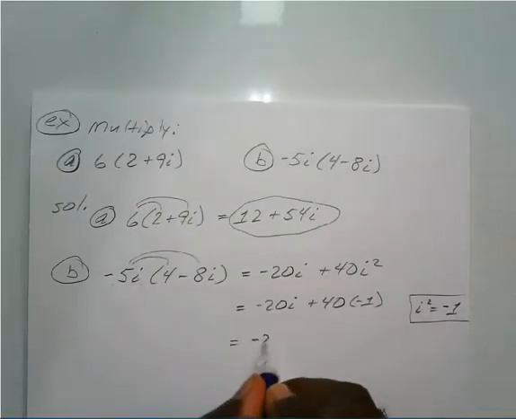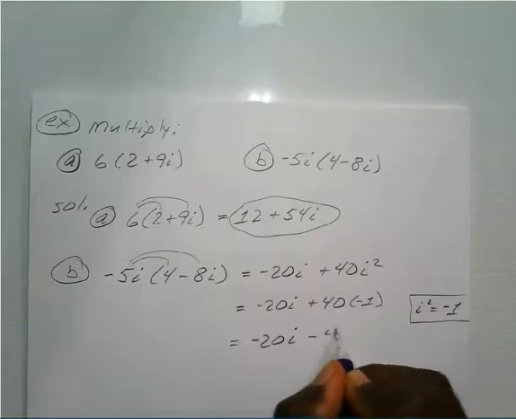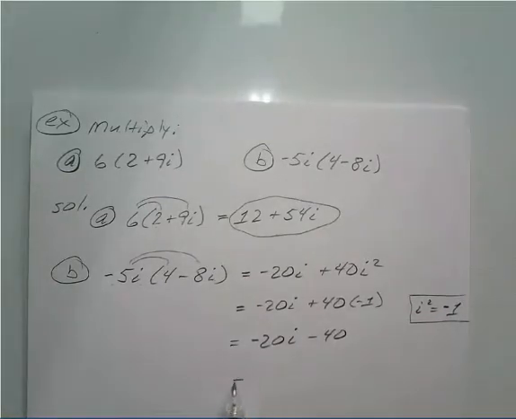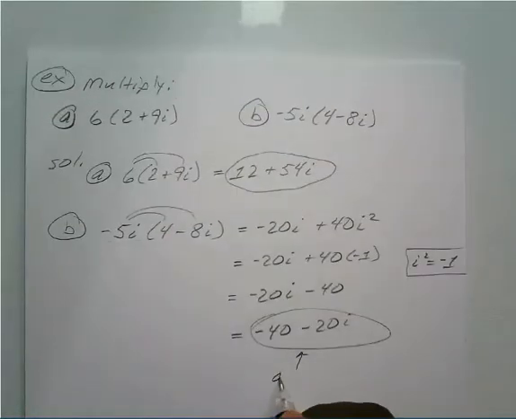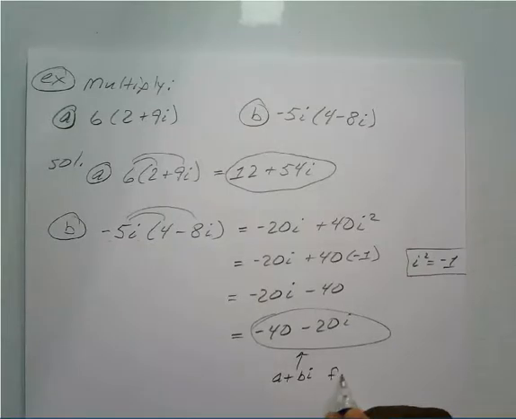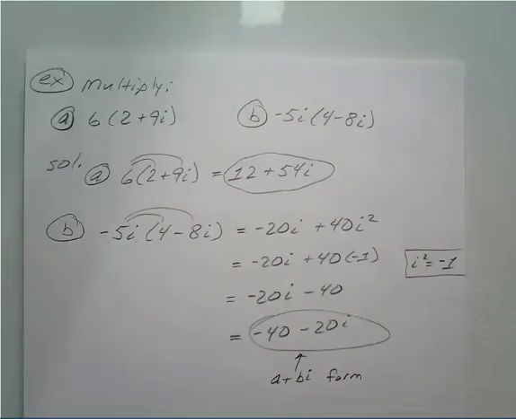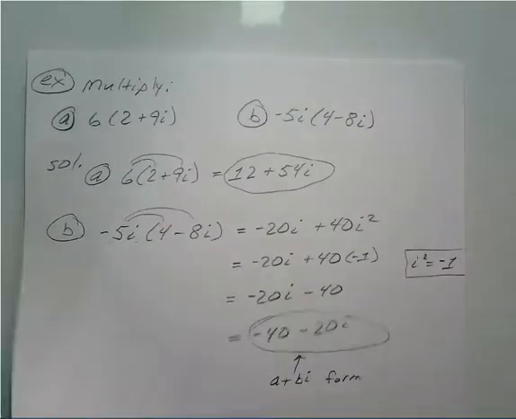Okay, so you end up with -20i minus 40, which actually equals -40 minus 20i as your answer, because most of the time they will want it in a plus bi form. So your a would be -40, your b would be -20. Alright, so let's go to our next example.